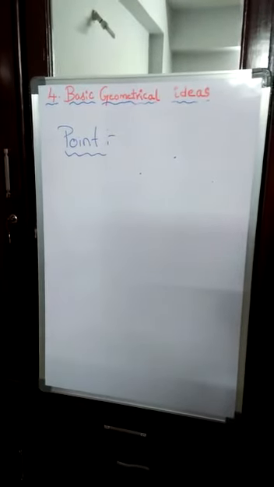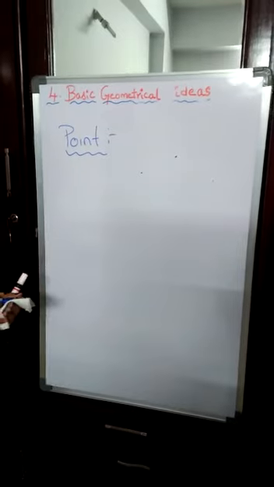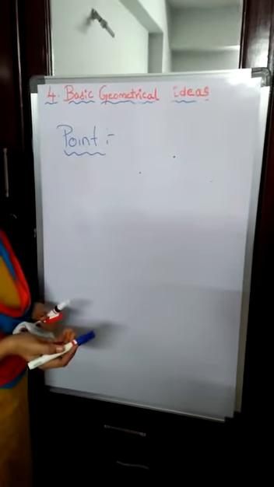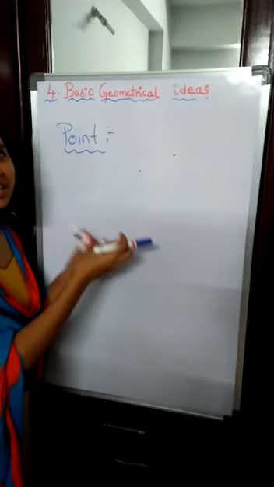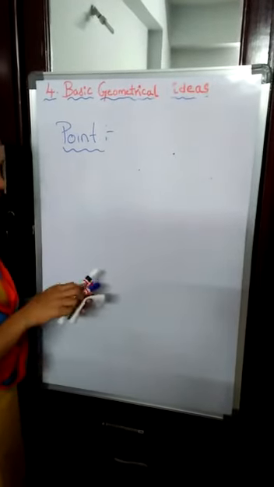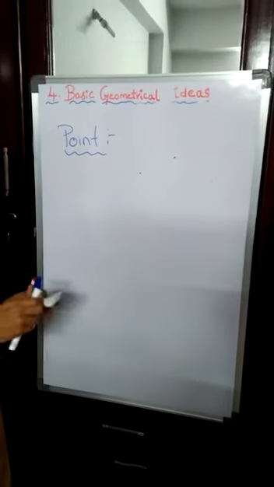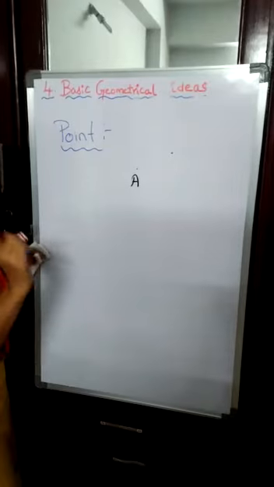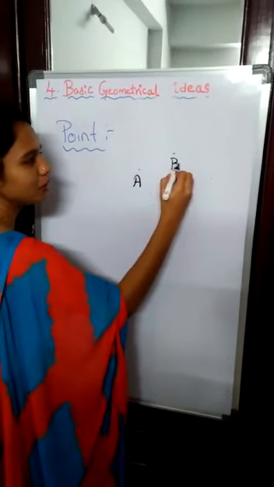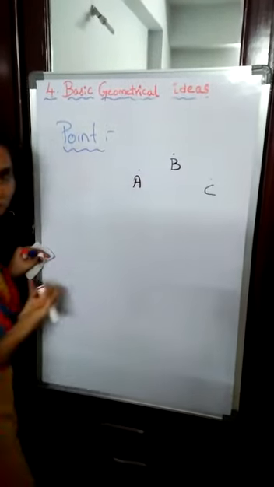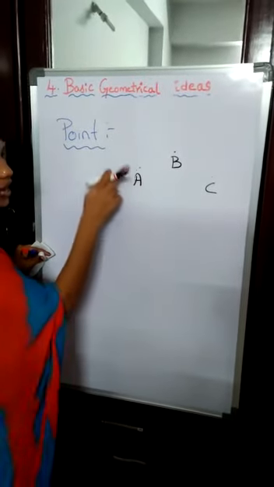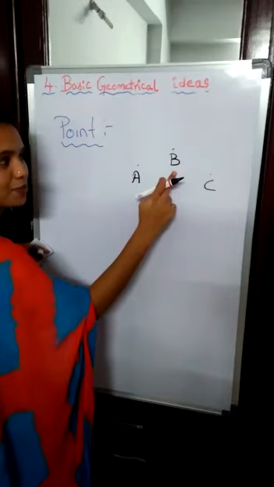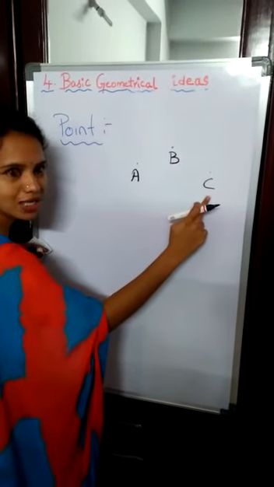And how do we name this point? We need to give some name to the points because there might be many points around. So unless there is a particular name, we can't identify or determine it. How do we name them? Any single capital alphabet will be used to name a point. So here I named this point as A, this point as B, and this point as C.